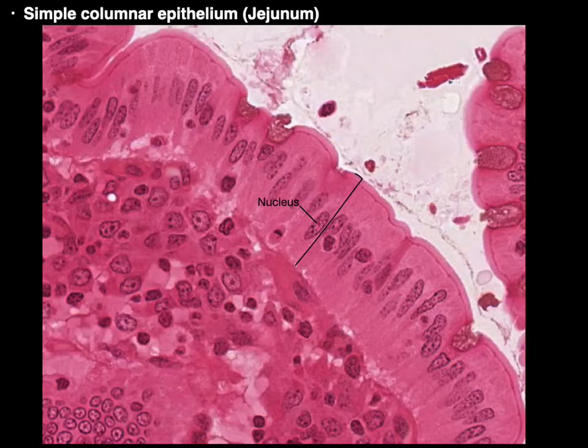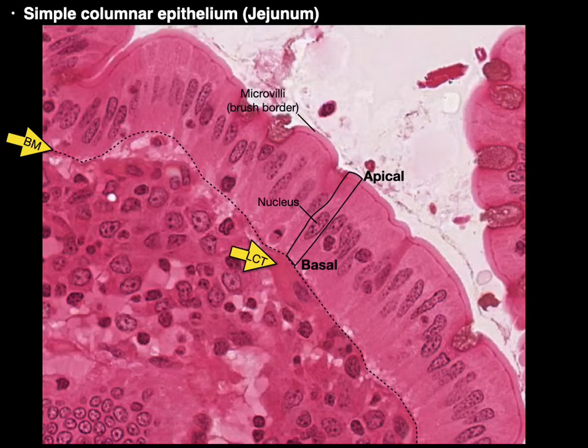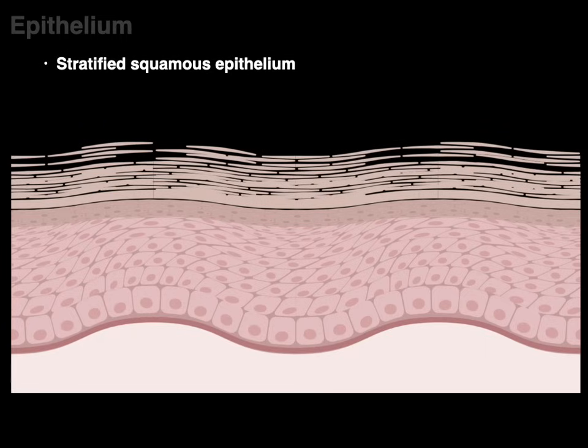Here again is a nucleus, and there's one cell with the basement membrane shown, with the loose connective tissue by the basal surface and the apical surface near a brush border of microvilli where the lumen and the food would be. This is the jejunum, so your small intestine. Simple columnar epithelium. All right, now, stratified squamous epithelium.